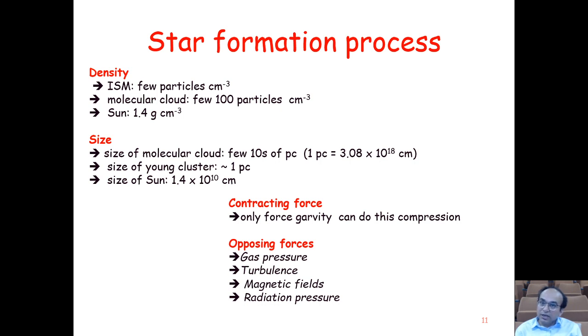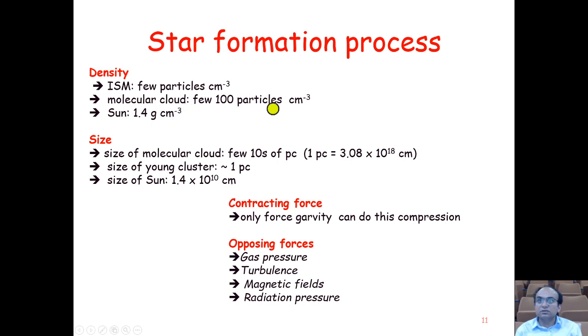Massive stars have a very high radiation pressure which may ignite the formation of the star. Then we'll see again in later slides. So let's see some parameters here. If you see the density of the interstellar matter, it is approximately a few particles per centimeter cube. Here the molecular cloud has a few hundred particles per centimeter cube, and the sun is 1.4 gram per centimeter cube.